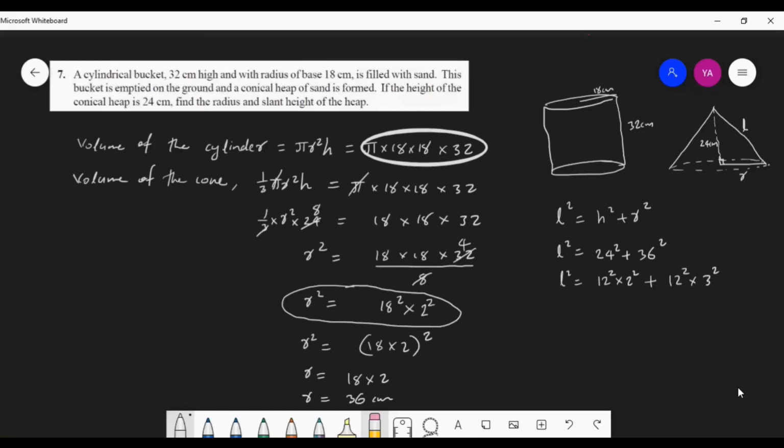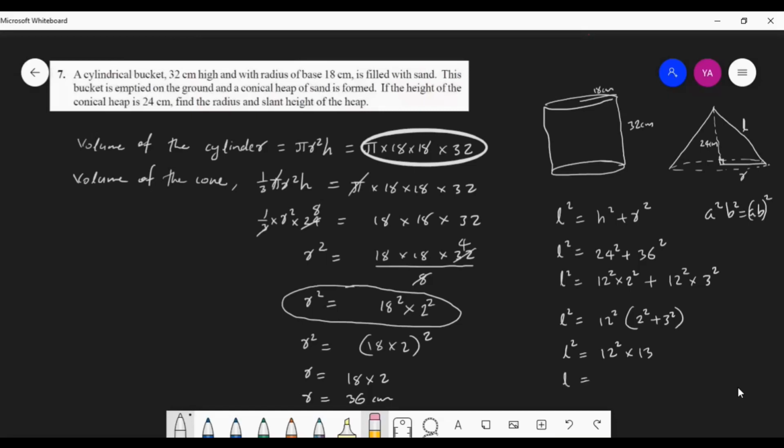What is 12 square into 3 square? That is 36 all square, right? We have the rule a square into b square is equal to ab the whole square, right? So in the next step, you can write L square is equal to 12 square taken outside the bracket. Inside the bracket 2 square plus 3 square. So L square is equal to 12 square into 2 square plus 3 square, that is 4 plus 9, that is 13, right?